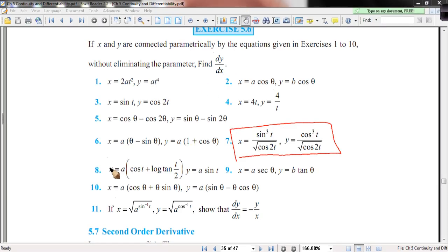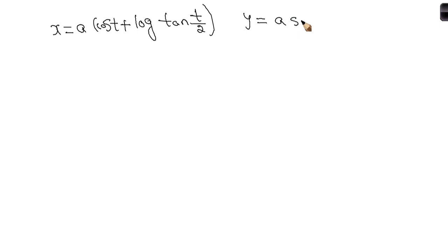Next question is find the derivative of the function x is equal to a into cos t plus log of tan t by 2 and y is equal to a sin t. The function is: find the derivative where x is equal to a into cos t plus log of tan t by 2, and where y is equal to a times sin t.